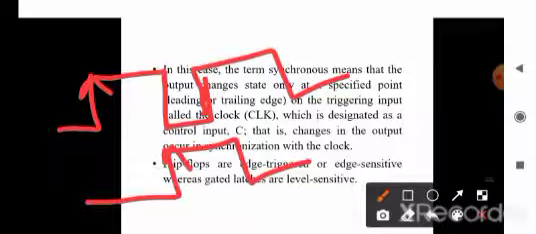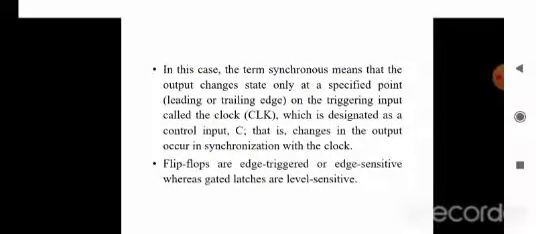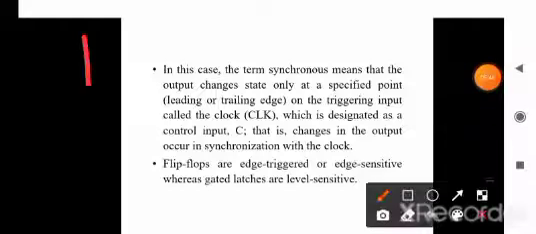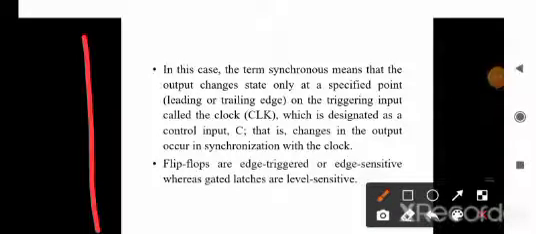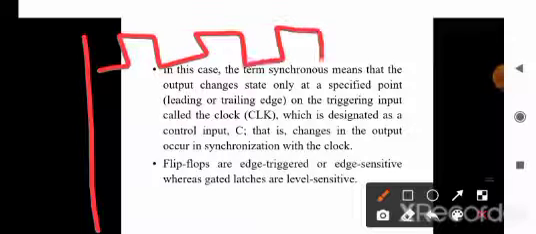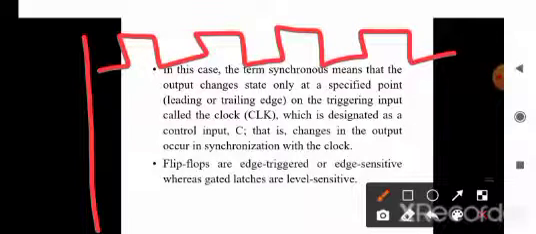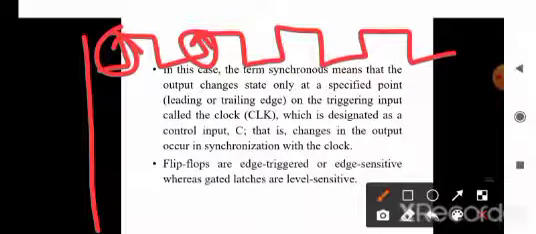We are having two inputs here, and we are giving a clock pulse here like this. So the output should change on the leading edge. Leading edge means this one, and trailing edge means this is the trailing edge, this is the leading edge.